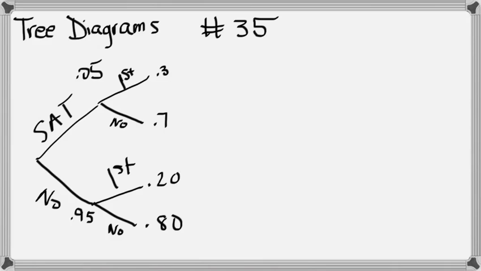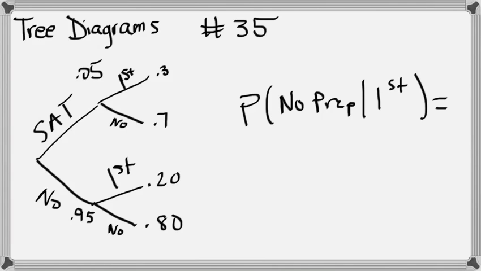So let's back up and write out what the question is asking. I think everybody's got a good handle on making these diagrams, but the question is, what do I do with it? So write out the probability. What is it? The probability of no prep, given first choice, because he said he got into his first choice. The question at the end says, what is the probability he didn't take a prep course?